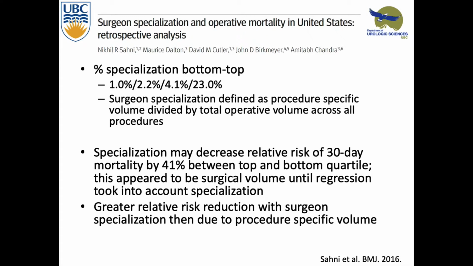They found that surgeon specialization, defined as procedure-specific volume divided by total operative volume across all cases, was associated with decreased relative 30-day mortality rates by 41% between the top and bottom quartiles. And this appeared to be surgeon volume until the regression took specialization into account. The study didn't look at hospital volume, which from the last slide we see is important, but it's an interesting concept. There's a greater relative risk reduction with surgeons specializing than due to procedure-specific volume. So even if you did 30 cystectomies a year, but you did thousands of cases, that wasn't beneficial.